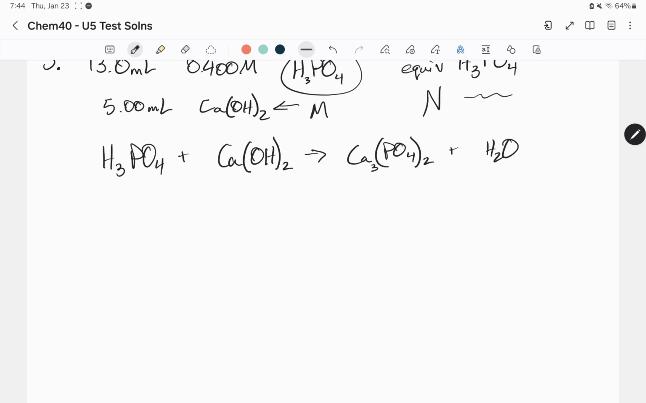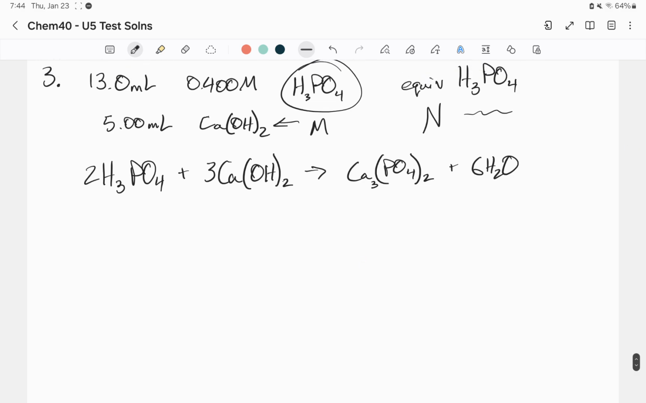Okay, so balancing, we're going to have to put a 3 here to match up that. And then let's put a 2 out front here because we have 2 phosphates. So we have now 6 hydrogens, put a 6 out here. Okay, and that looks good. Now we can go about calculating what we're supposed to calculate. So molarity of calcium hydroxide, let's do that one first.